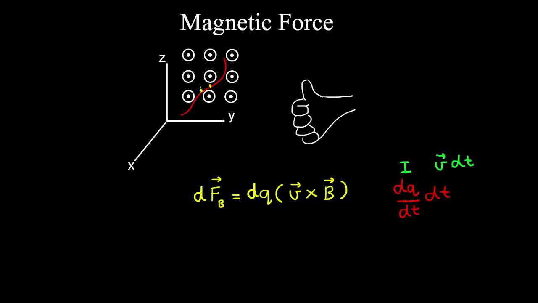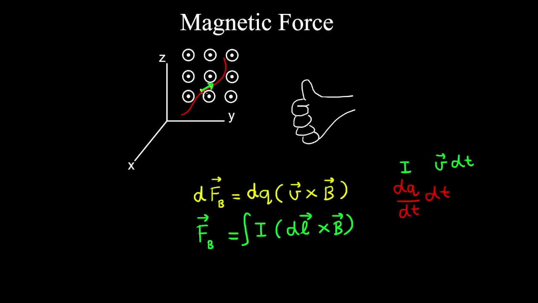And v dt is the differential length that the charge travels along the wire. So we can rewrite this differential force as the current by dl cross B. And if we integrate both sides, we obtain a total force exerted on that wire due to this magnetic field.